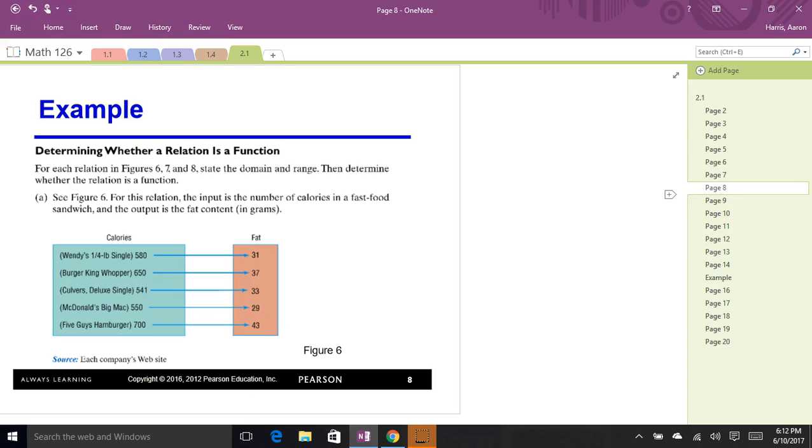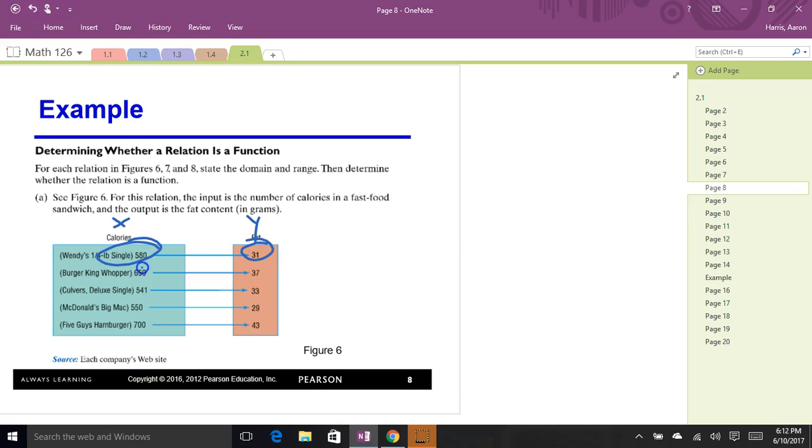So here's some other relations. We'll state the domain and range and determine whether it's a function or not. Your domain here is your calories, so your domain would be 580, 650, 541, 550, 700. Your range here would be your fat, so 31, 37, 33, 29, and 43. It's that set.